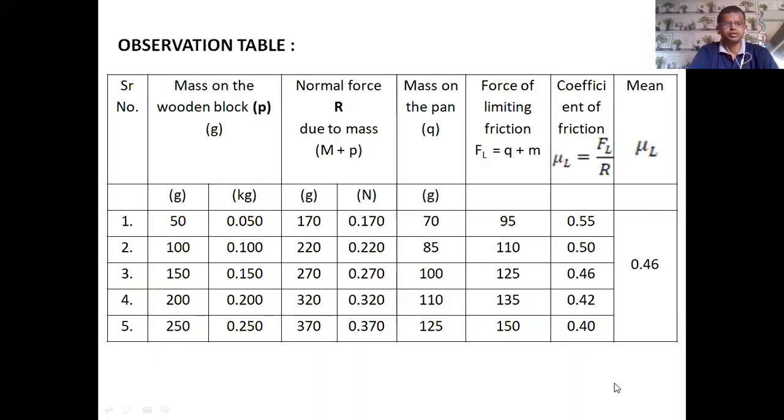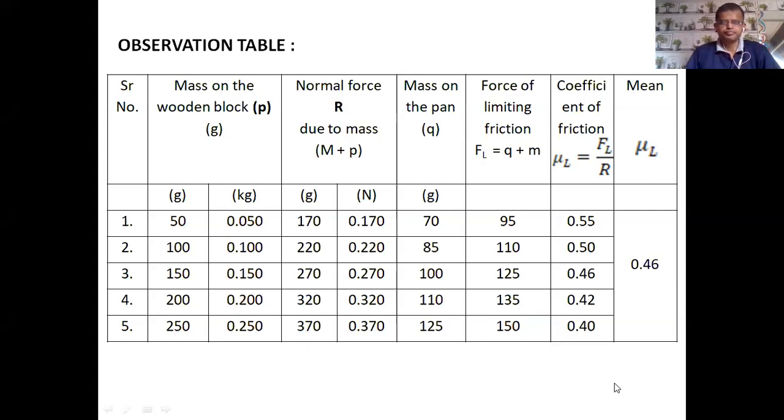So after showing the live demo, we use some values. So we solve the column, next one, mass on the pan. First value we found here is 70, and then after I performed the practical myself, the values became 85, 100, 110, and 125.